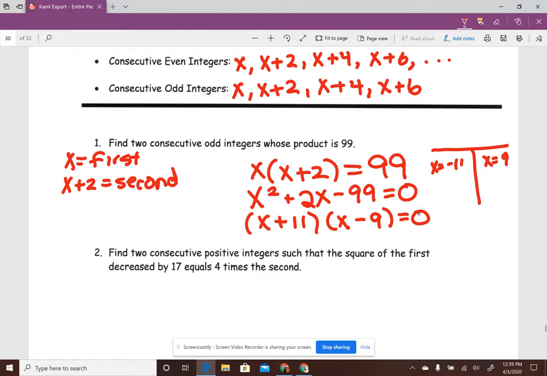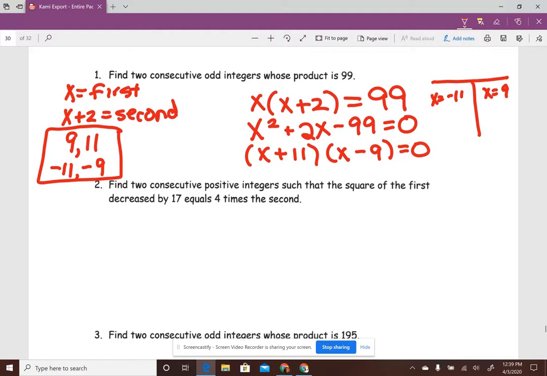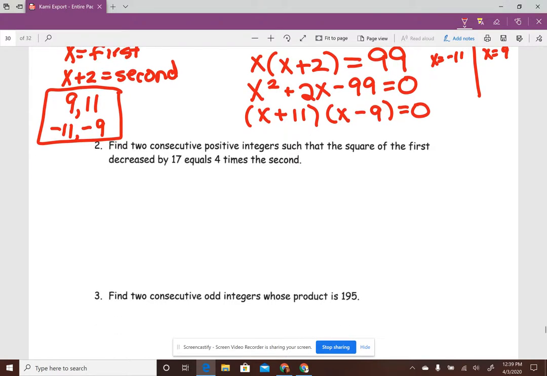So if x was 9, then the other one would be 11. If x was negative 11, then the other one would be negative 9. And I get that by substituting back into my let statements. Find 2 consecutive positive integers. So they're consecutive. So I'm going to have x equal the first, and I'm going to have x plus 1 equal the second.